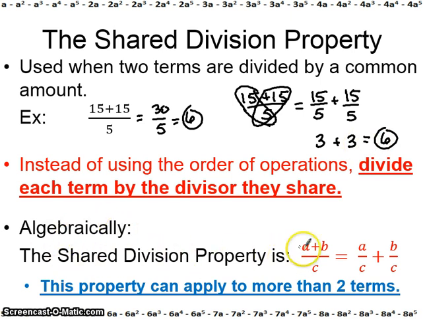Algebraically, the shared division property looks like this. If you have two terms being divided by the same factor, then you can divide the first term by the factor and add the second term divided by the factor. Sometimes this addition sign will be a negative sign. You have to grab the sign in front to be sure that you are using the correct signs. And this property, like the distributive property, can be applied to more than two terms.